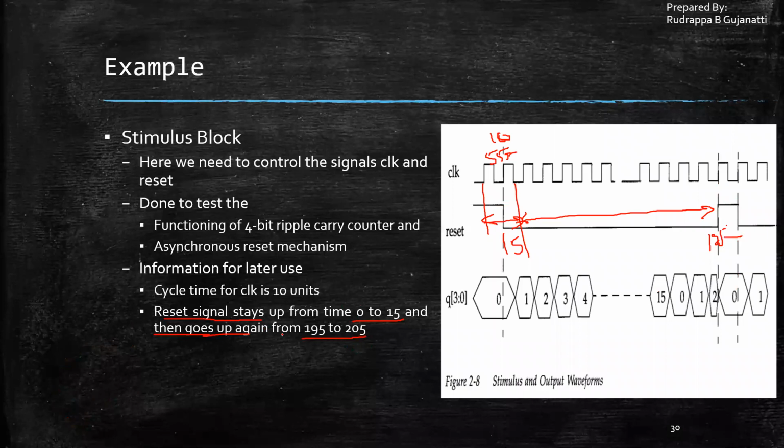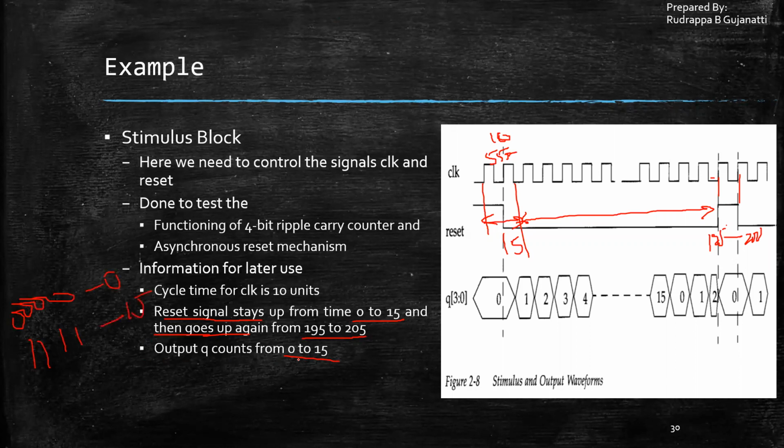Then output Q counts from 0 to 15. So it's a 4-bit ripple counter. It will be counting from all zeros to all ones, which is 0 to 15. That is, it is a 4-bit ripple carry counter. That is what he specifies. So the cycle time of the clock is 10 units.